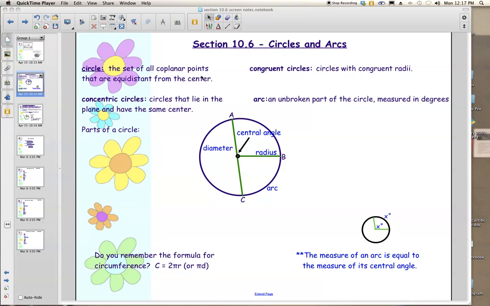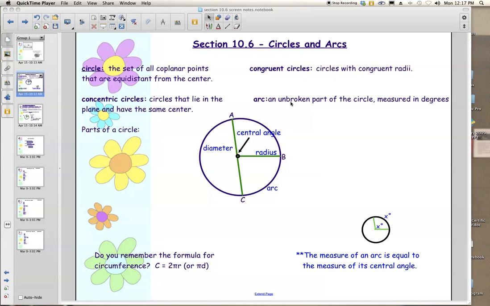When we talk about congruent circles, they are simply circles that have the same length radius. Concentric circles are circles that lie one inside the other on a plane surface. I always think of the Target logo when I think of concentric circles, or a bullseye.